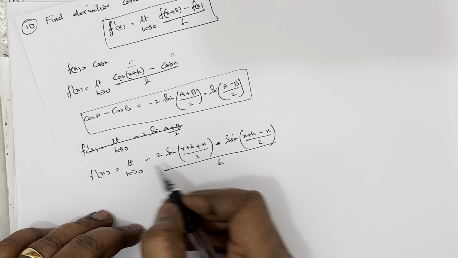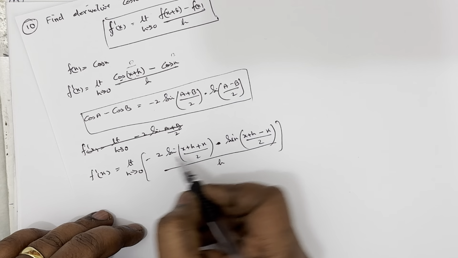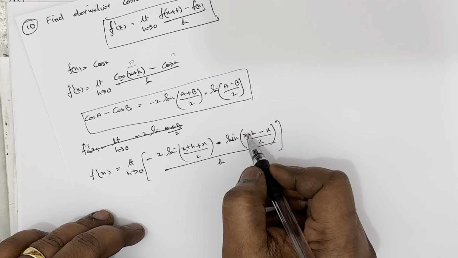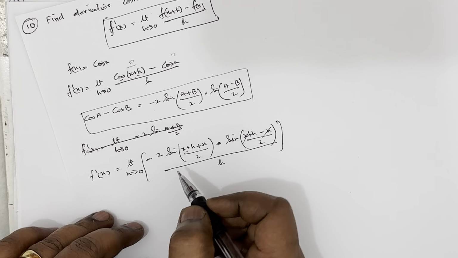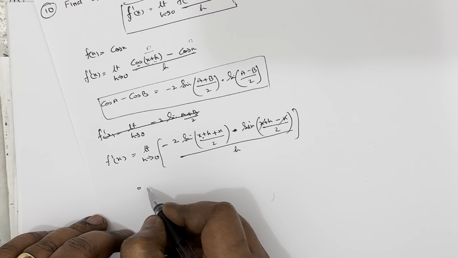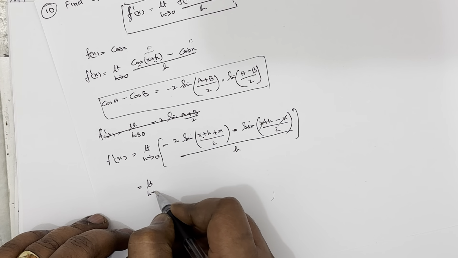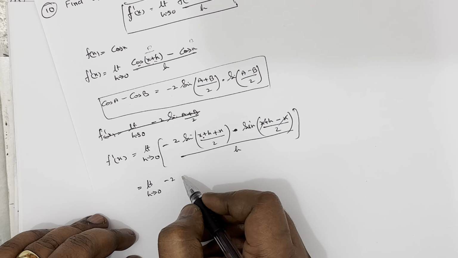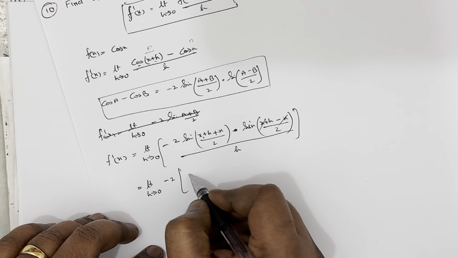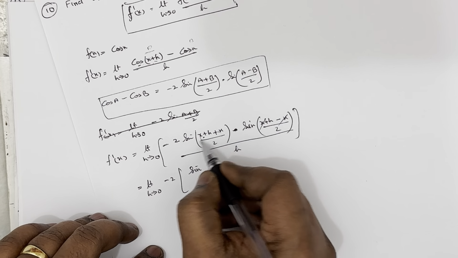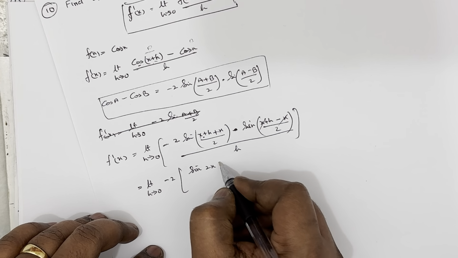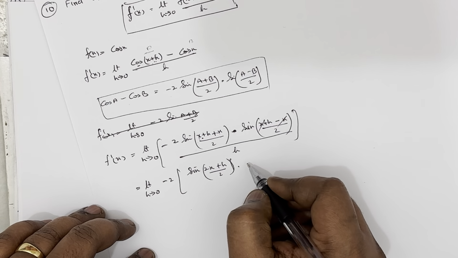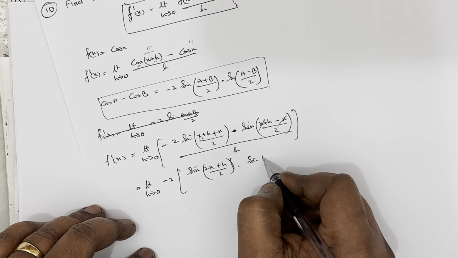Now if you see, x and x becomes 2x, here this x and x goes out, so we can write this as limit h tends to 0, let's bring this minus 2 out. So minus 2, so this becomes sine of 2x plus h upon 2, divided by, this becomes sine h by 2.